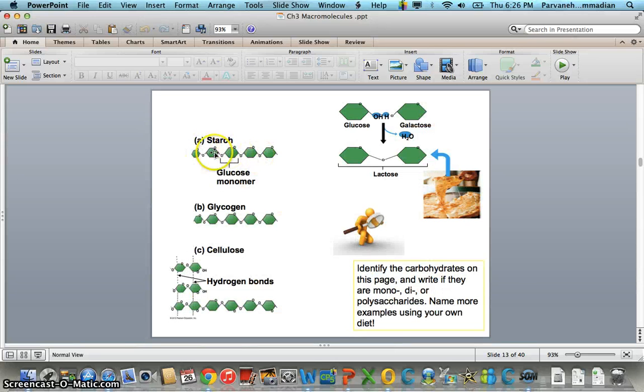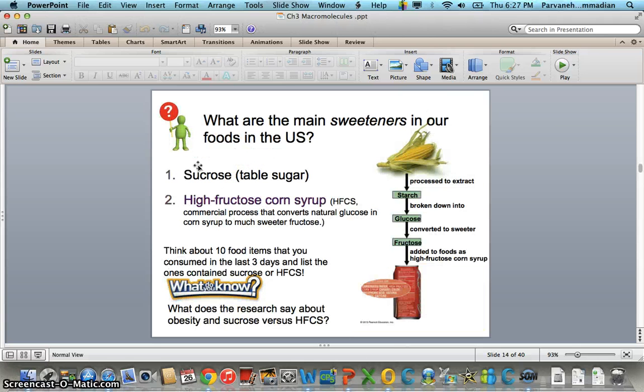So as you can see, a starch molecule consists of a large chain, and the monomers are glucose. So you have glucose, glucose, glucose, glucose, and so on to make the starch. Same as glycogen, same as cellulose. So the glucose molecules get together through the dehydration process to form the long chain of starch.